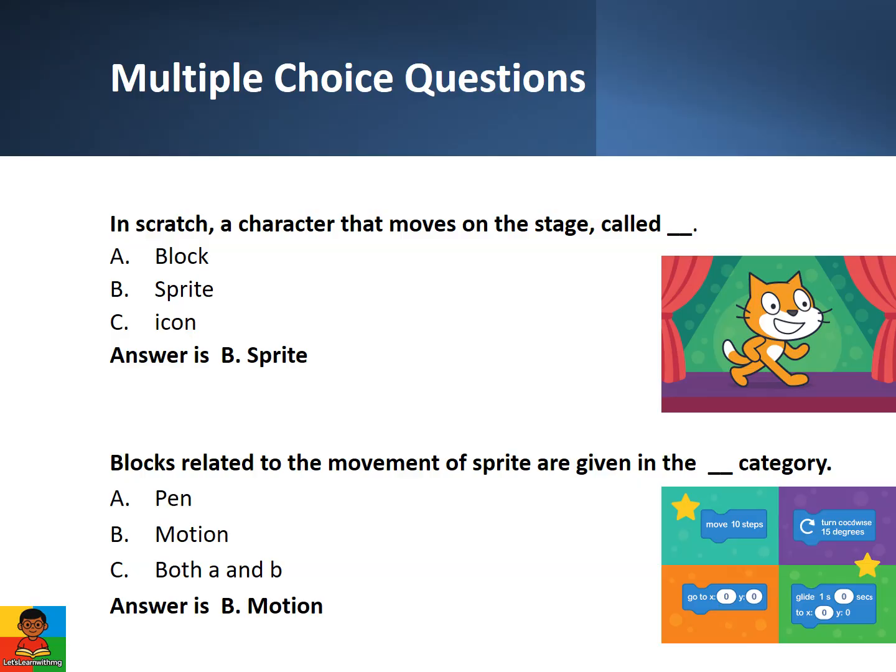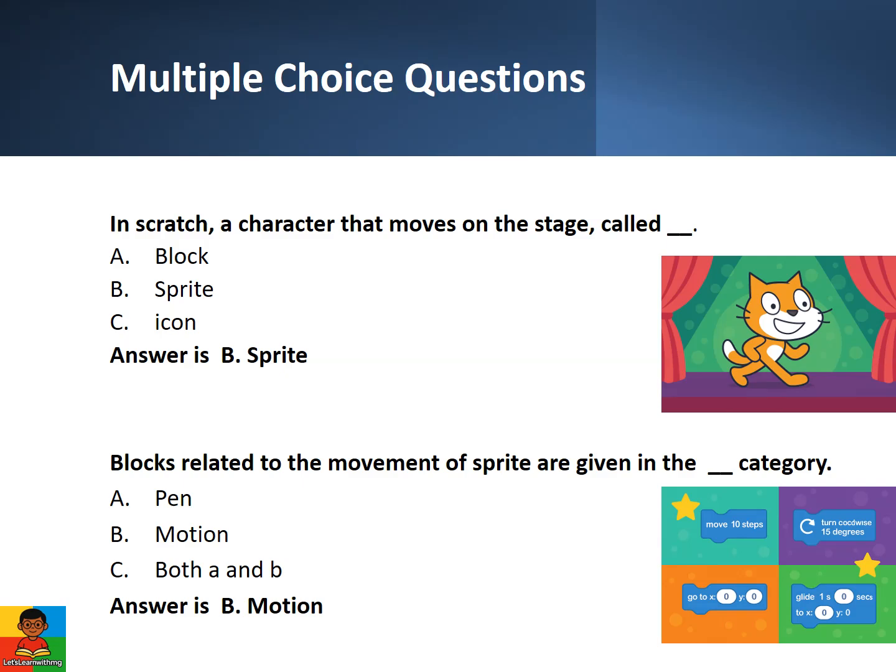Let's begin with our first questions. Question 1. In Scratch, a character that moves on the stage is called blank. Options: A. Block, B. Sprite, C. Icon. The correct answer is B. Sprite.